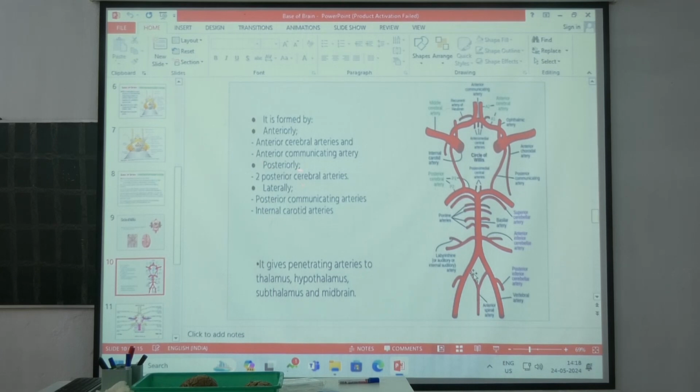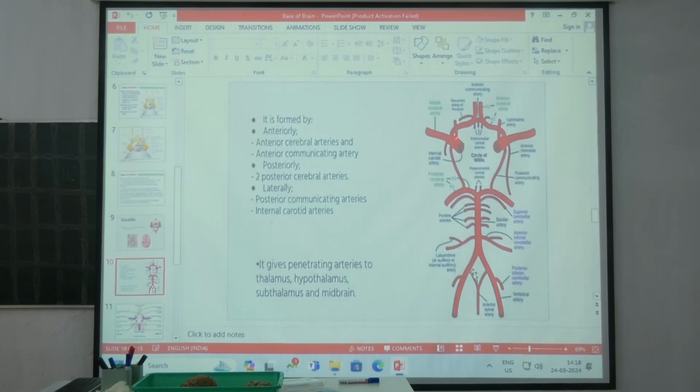Posteriorly it is formed by two posterior cerebral arteries. These two are the posterior cerebral arteries. These are terminal branches of the basilar artery. This is the basilar artery. The basilar artery lies on the anterior aspect of the pons. One groove is present, the basilar groove, and this artery lies over this basilar groove. So these two are the posterior cerebral arteries.